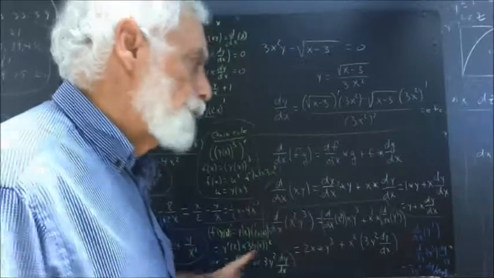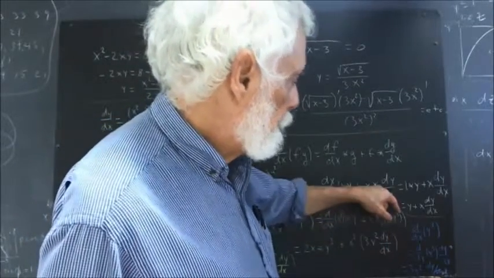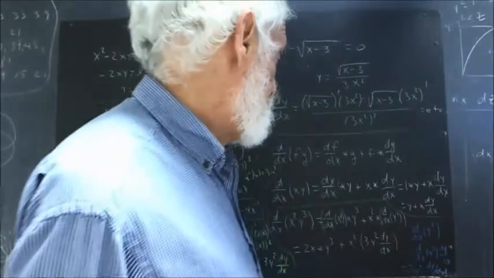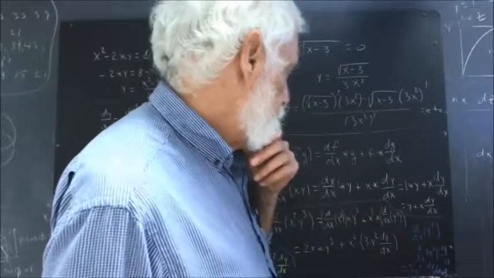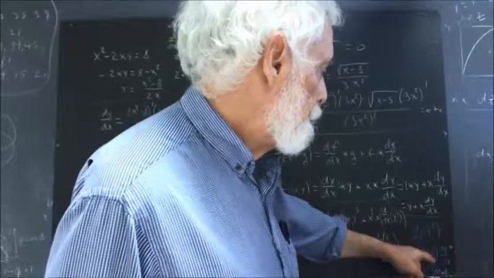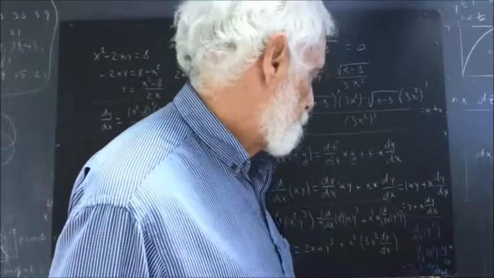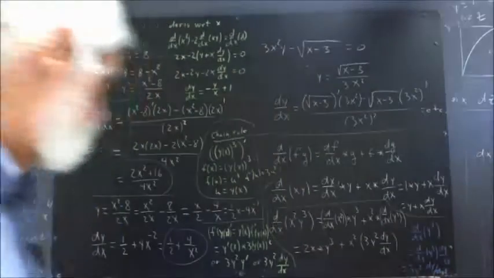Well, that's a chain rule question. We're taking the derivative of the cube of some function of x. So the derivative with respect to x of y cubed is the derivative with respect to y of y cubed times dy dx, which is 3y squared times dy dx.